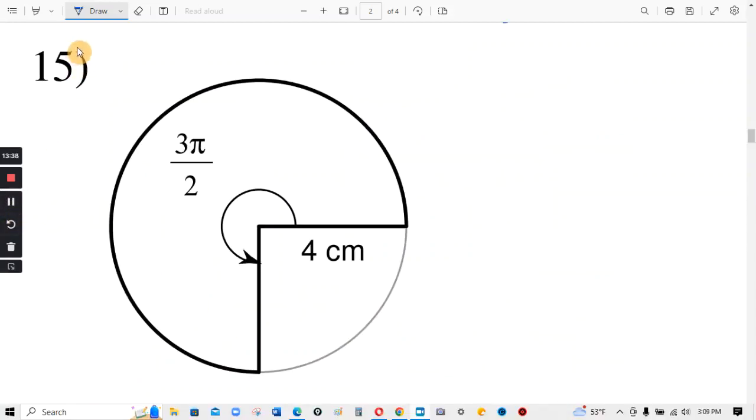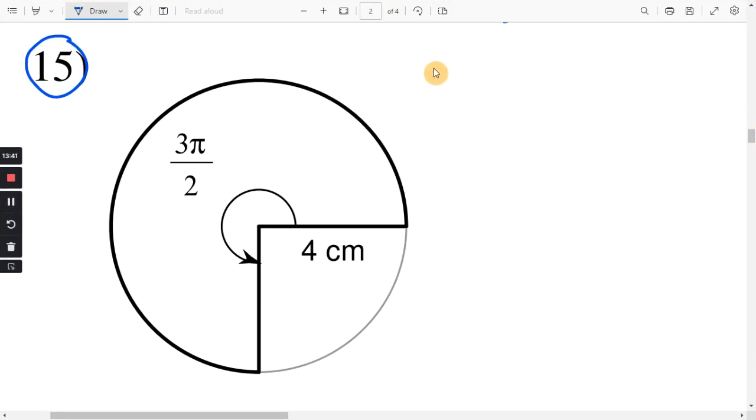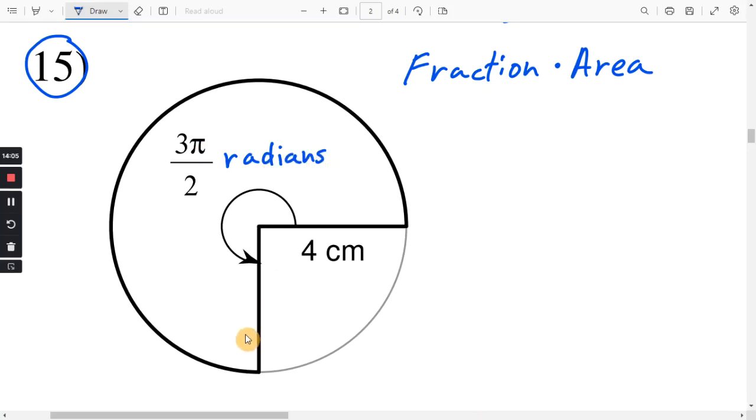All right, let's try number 15. So once again, for sector area, it's going to be the fraction of the circle times the area. I can see here for this central angle, there's no degree symbol, and it's in terms of pi, so those are 2 hints that the units for the angle are in radians. So the fraction of the circle is going to be theta, and instead of divided by 360, I am going to divide by 2 pi. And that's times the area of a circle, which is pi r squared.